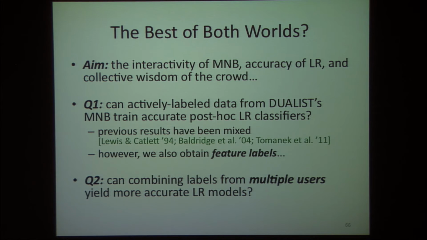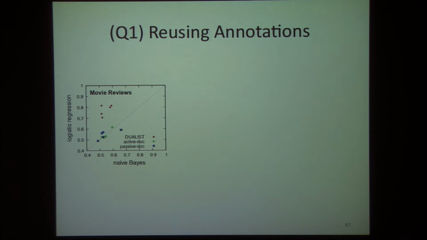So in response to the first question, this is a plot showing the results from the previous experiments, where the horizontal axis is the accuracy of the naive Bayes classifier embedded in DUALIST as the annotator was using it. And the vertical axis is if we take all of those annotations and just plug them into a logistic regression training mechanism using generalized expectation. And the dotted line along the diagonal is where those accuracies are the same.